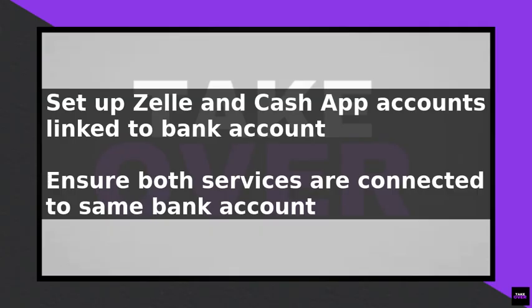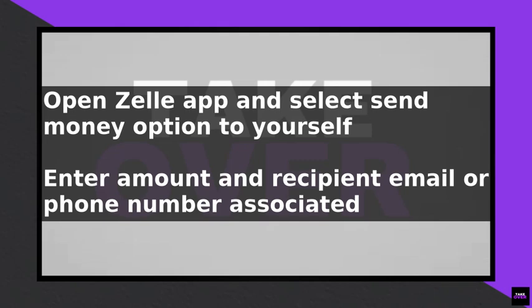Start by opening the Zelle app and selecting the option to send money. Enter the amount you want to transfer and choose the recipient, which in this case will be yourself. As you are transferring the money to your own Cash App account, you will need to enter the email address or phone number associated with your Cash App account. Once you have initiated the transfer, the money will be sent to your linked bank account. This may take a few minutes to process, depending on your bank.